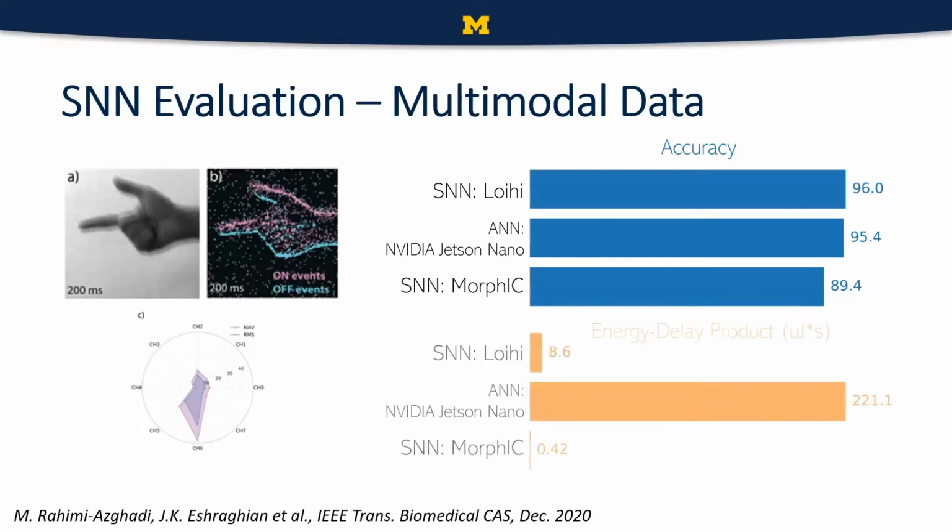More importantly, the energy delay product. So yeah, the ANN, the artificial neural network, that is, the conventional non-spiking case, was like 2 to 3 orders of magnitude more or less efficient in terms of energy and processing speed when compared to our approach.